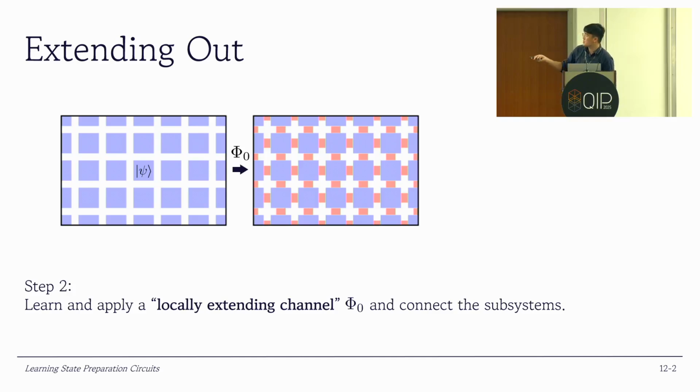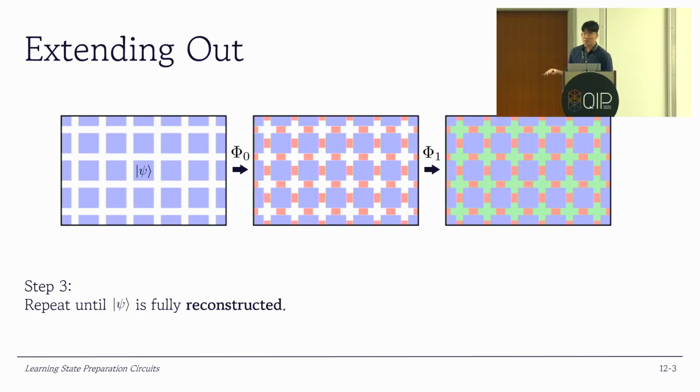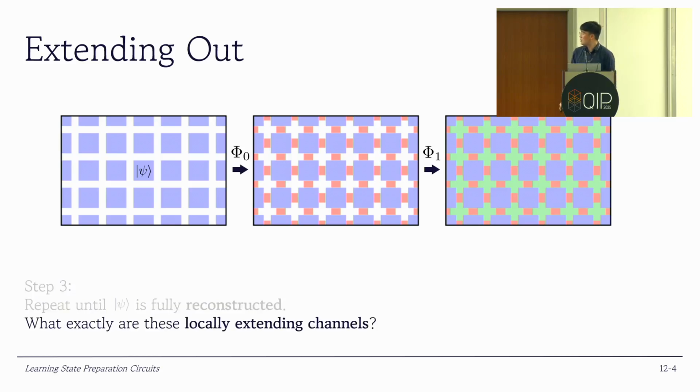Previously, we had these constant size subsystems that were not connected to each other. By applying the channel, we aim to essentially connect up those states that we have. And then we repeat until psi is indeed fully reconstructed. So unlike the local inversion, where you find the actual inversions for each patch, so to speak, here we actually try to connect up the patches by applying some channel for each step. Well, what exactly are these things, though?